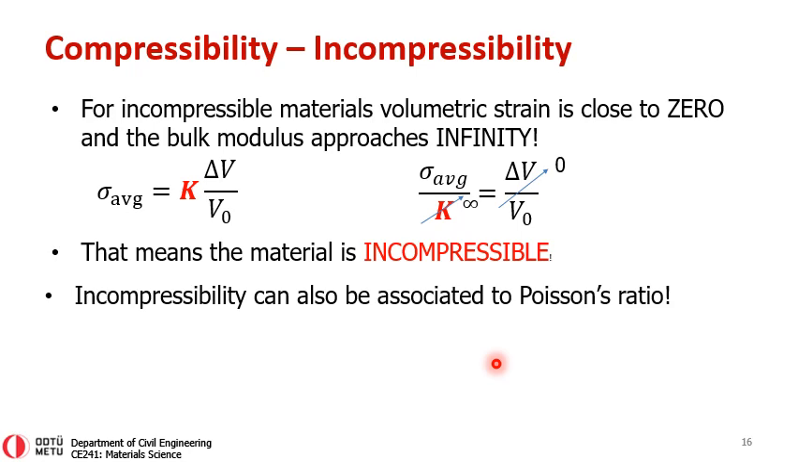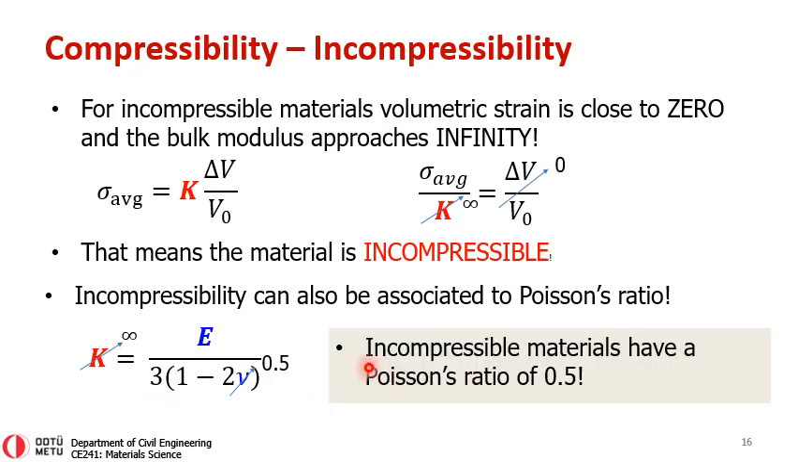We can also express this incompressibility in terms of Poisson's ratio. Remember this equation that we have just derived? Look at this now. If K is infinity, how can K become infinity? Well, obviously, if Poisson's ratio goes to 0.5, then this will go to 0 and K will go to infinity, meaning that incompressible materials have a Poisson's ratio of 0.5, and that's the limiting number for Poisson's ratio.